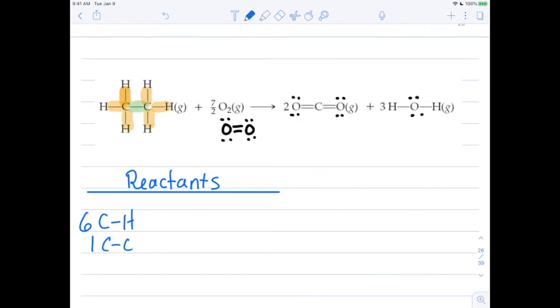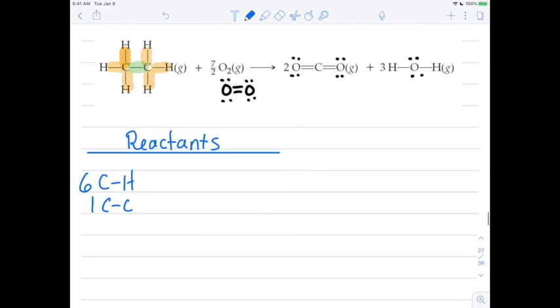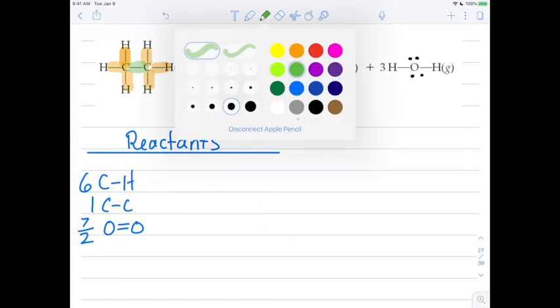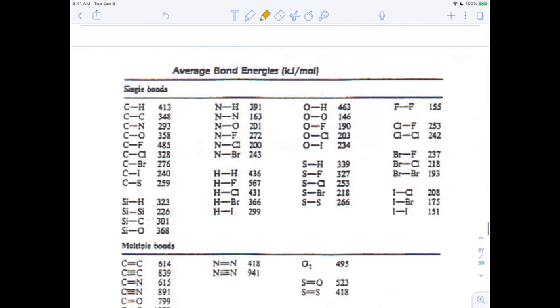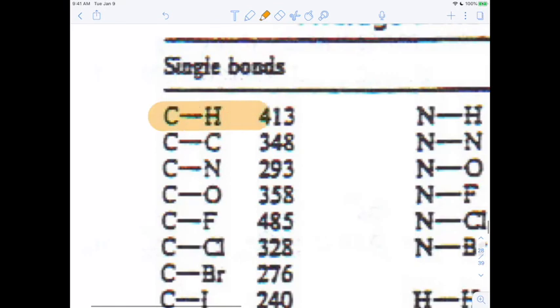All right, what else do we have there? Yes, we have an oxygen-oxygen double bond. And we have a 7/2 coefficient in front of it, so we're going to have to keep that 7/2 coefficient. So any questions on anything so far here? All right. So let's go ahead and find our carbon-hydrogen. And here it is, 413, just like before.